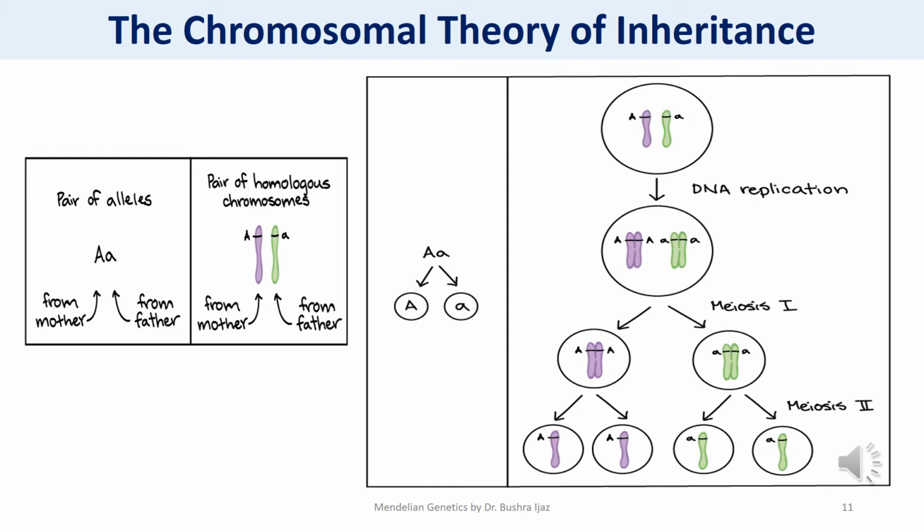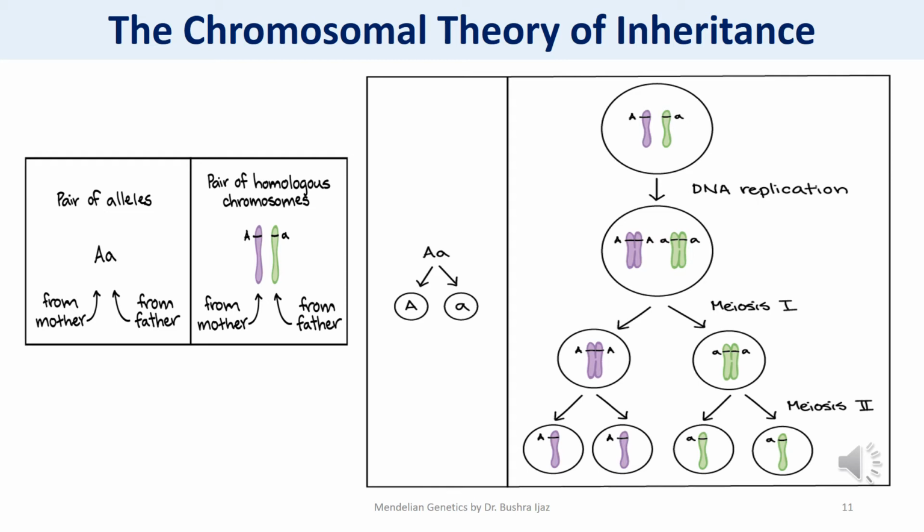The second point to keep in mind is that the members of a homologous pair segregate or separate in meiosis. So each sperm or egg, or gamete, receives just one member. The process mirrors segregation of alleles into gametes in Mendel's law of segregation. In this diagram on the right side, you can see the segregation of the alleles into gametes, where an organism with capital A and small a produces a gamete with capital A and a gamete with the allele small a.